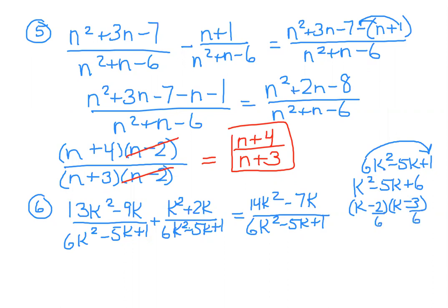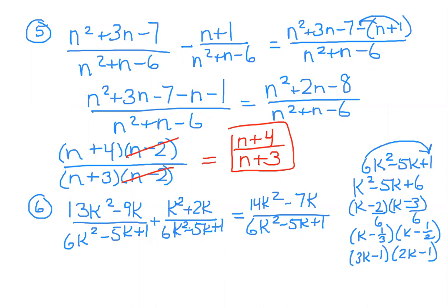And we can't move this 6 over until these are reduced fractions. So we can write this as k minus 1/3 and k minus 1/2. Now we can write that as 3k minus 1 and 2k minus 1. And that is what the denominator factors to.